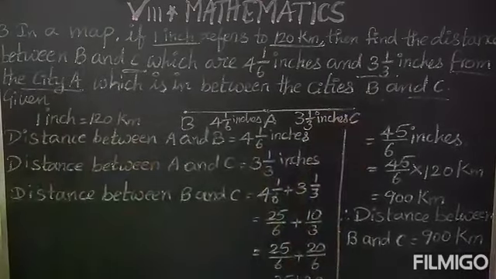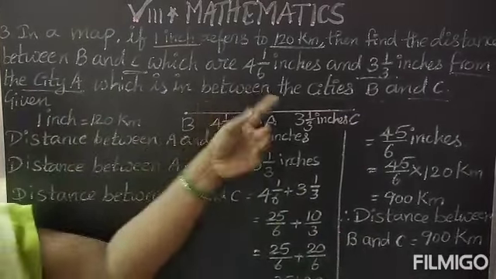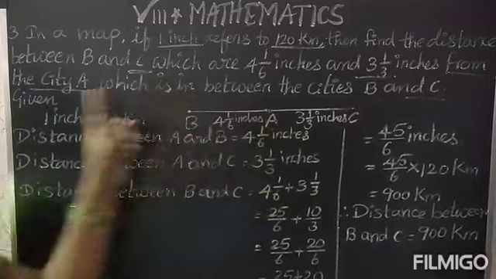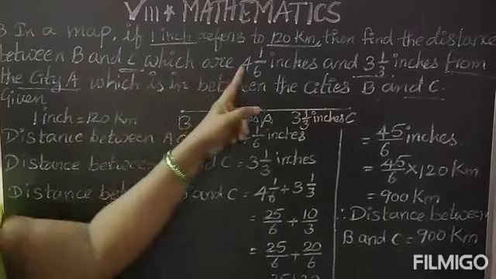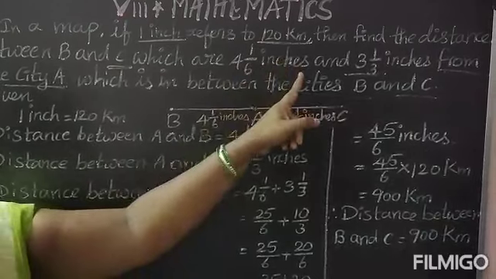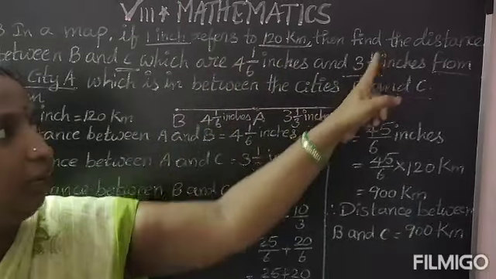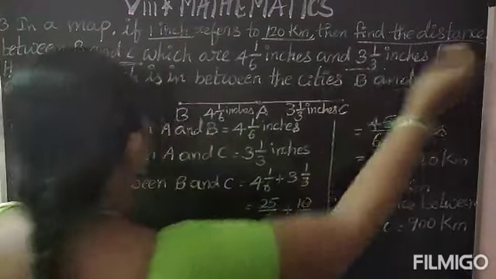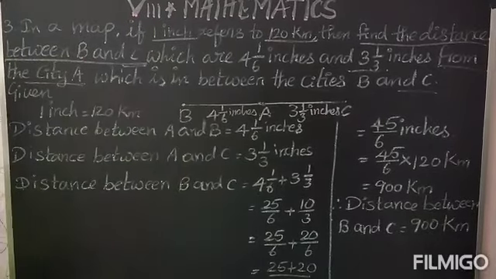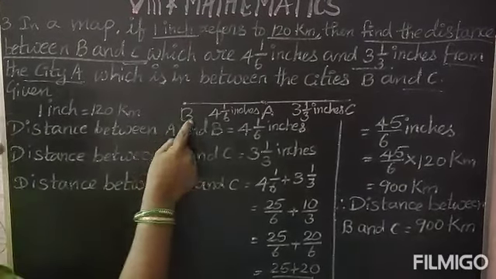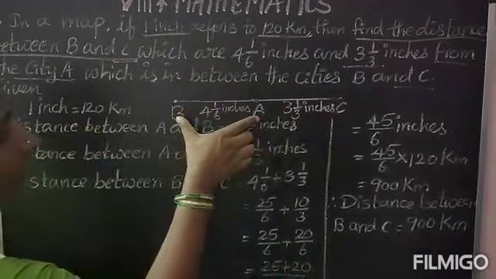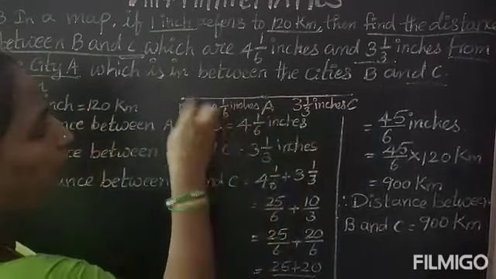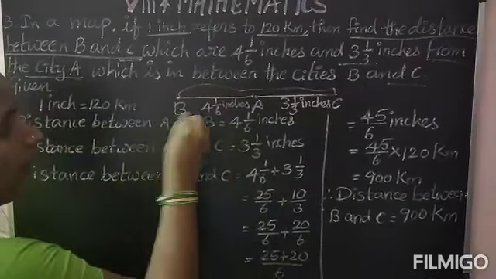Is it clear, my children? So A is a city which is in between B and C. They given from A that B is 4 1 by 6 inches apart, and then C is 3 1 by 3 inches apart. What they asked to find: the distance between B and C. So we know the distance between A and B, and we know the distance between A and C. So we are going to find the total distance B to C.